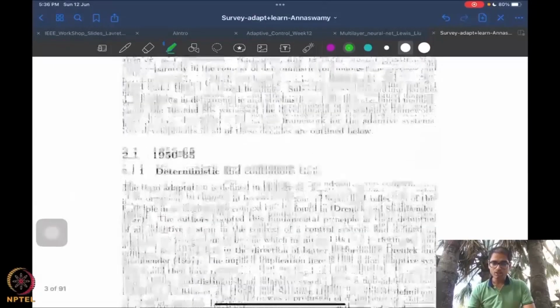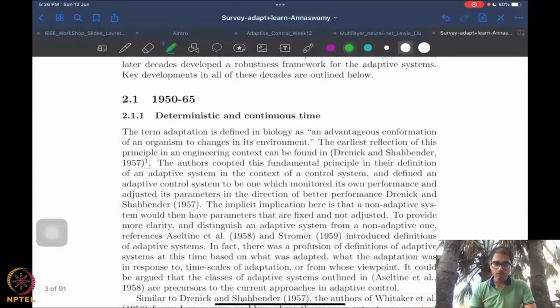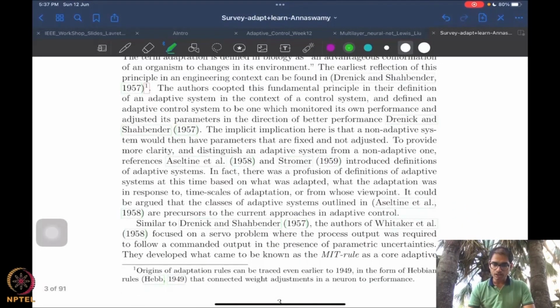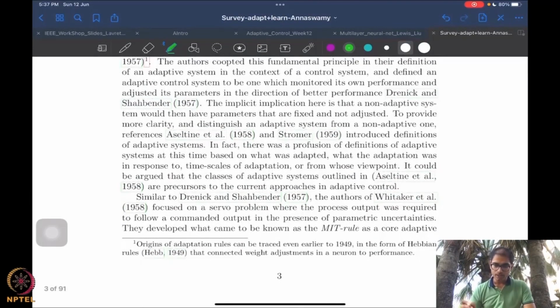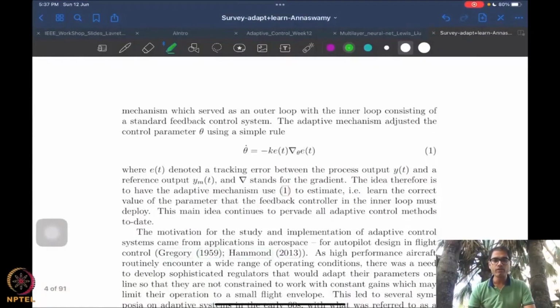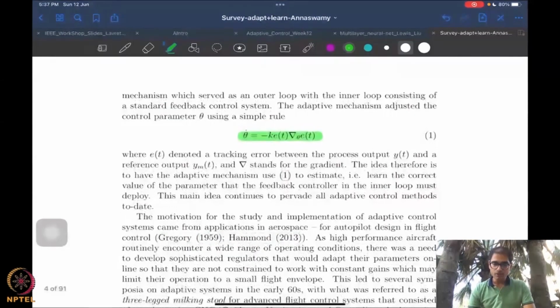On how adaptive control went. From the 50s to 65, you had a lot of work on deterministic continuous time systems, right? And this is the sort of work that we also discussed. There was a development of what is called the MIT rule, which formed the core of adaptive control, and this essentially was a way of updating unknown parameters by a very standard gradient type formula. And what is that gradient type formula? It is this equation one that you see here.